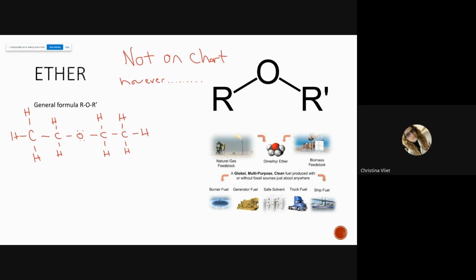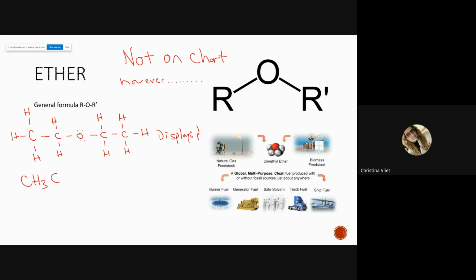Ethers are oxygen sandwiches, meaning that you've got a bunch of carbons in a chain, but then an oxygen is smack dab in the middle. Just for good measure, write the structural and the skeletal to see what it looks like. I think this might be what you're talking about. Structural would be what?